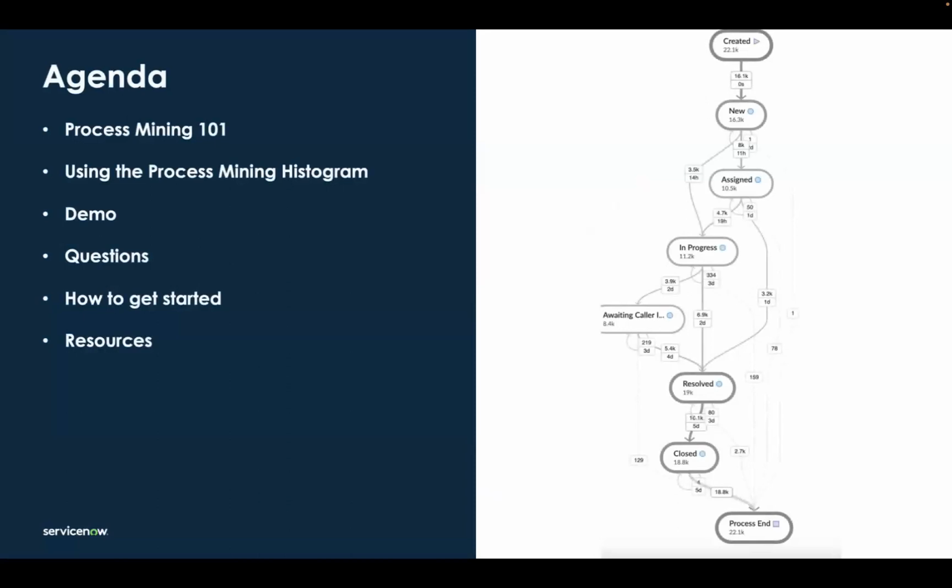What we'll do here today, we'll just do a quick process mining 101 for the newcomers and the folks that are not really familiar with the solution. Then we'll dive into how we should be using the process mining histogram. So we'll run through what it is, some common use cases, and then we'll jump over to the instance and demo a few of those use cases. We'll get your questions answered and then wrap up with, if you haven't already started using process optimization, here's how you get started, and here's some additional resources for you.